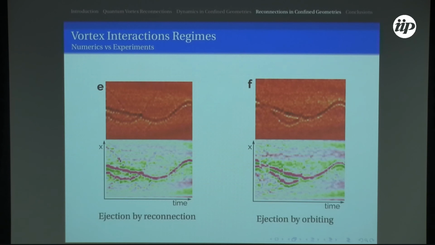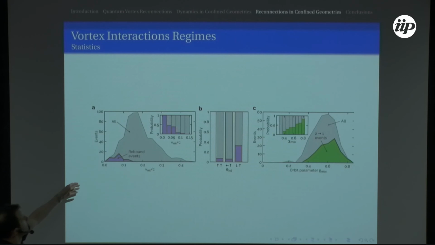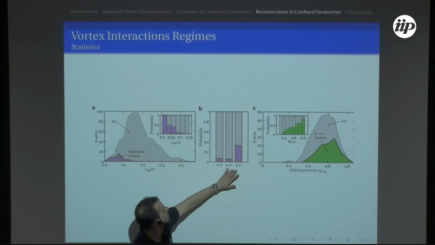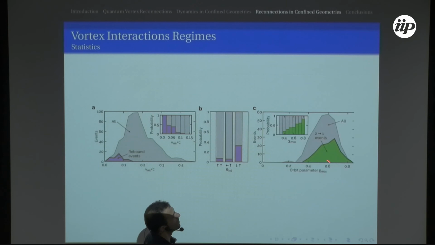Okay, then these are some experimental statistics, and you see that rebound events are effectively seen when the relative velocity, so the orbit parameter, is smaller. These are all experimental results. Then you see that the bounce happens more when they are antiparallel. And here, in this case with a big orbit parameter, you effectively have an ejection. So the statistics done on the hundreds of experimental realizations match the theory that we gave, the interpretation of the phenomenon that we gave.